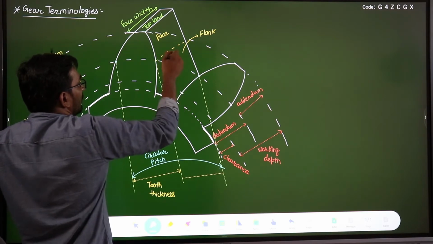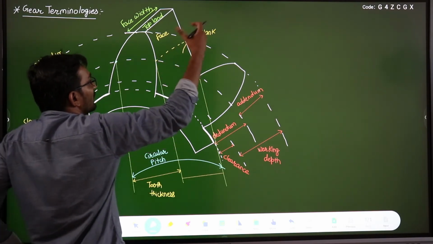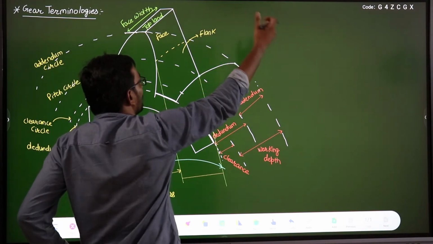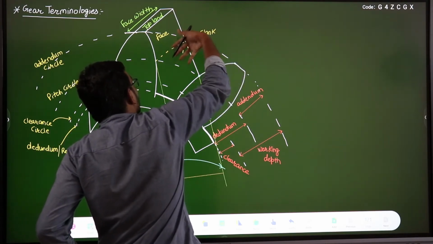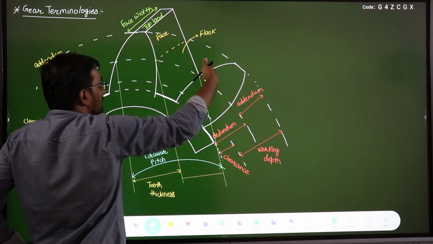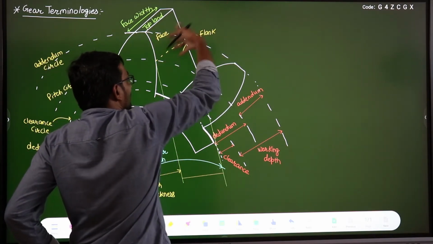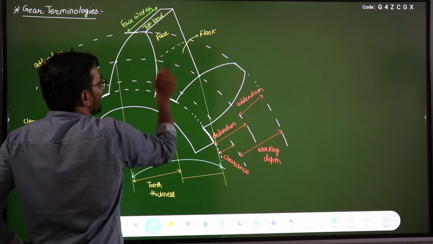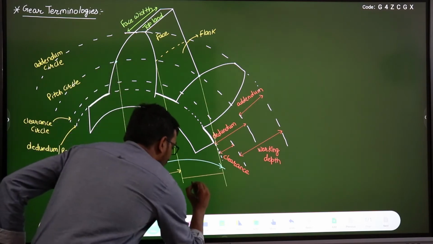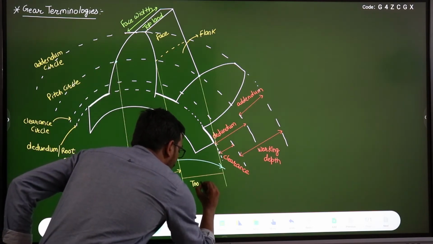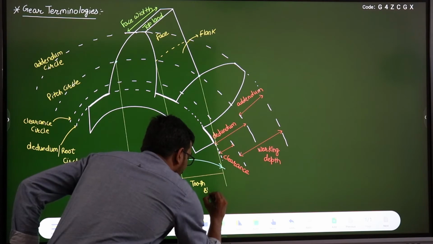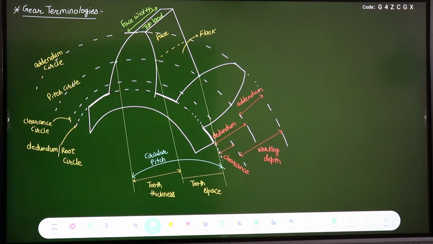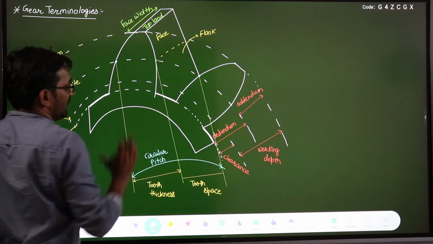And this distance along the pitch circle, what is there? When another gear comes in contact with this one, a tooth of the mating gear will be in this space between two adjacent teeth. One tooth of the mating gear will fit in the space between them. So this is known as tooth space of this gear for the mating gear. This distance is known as tooth space.